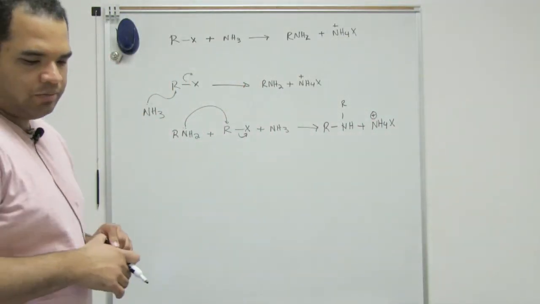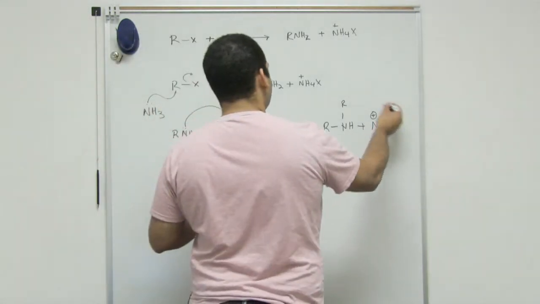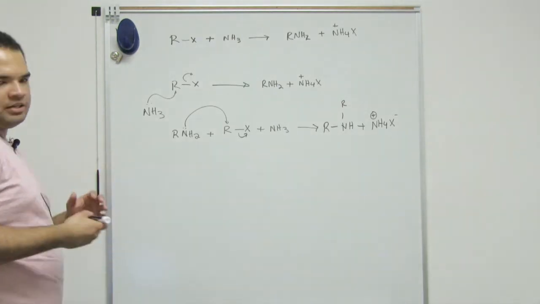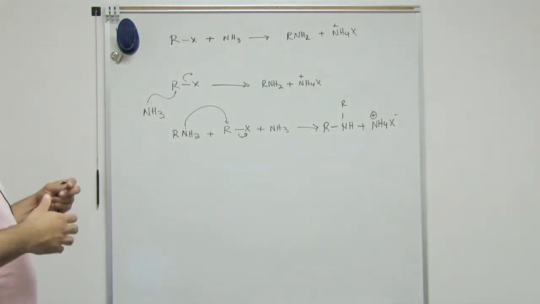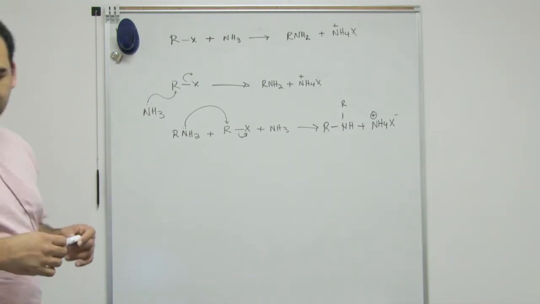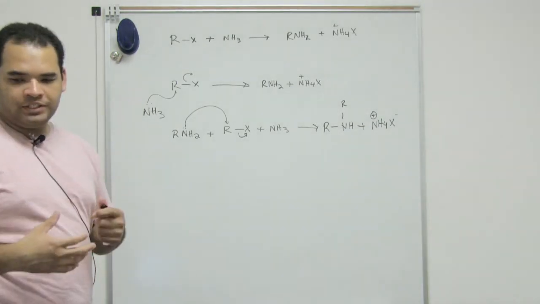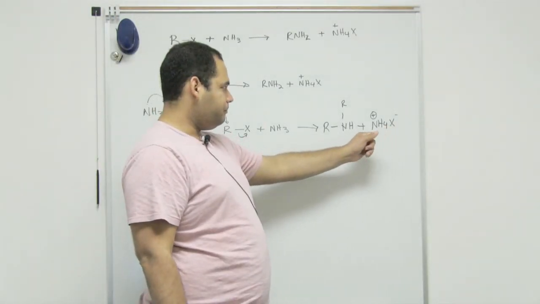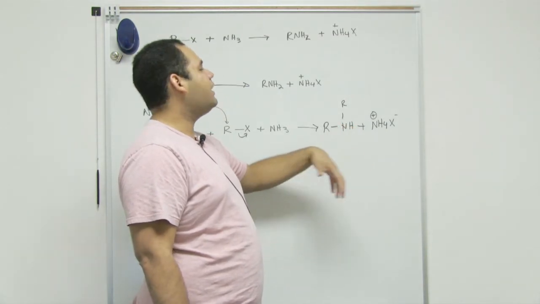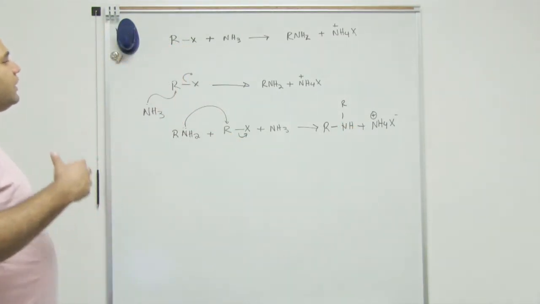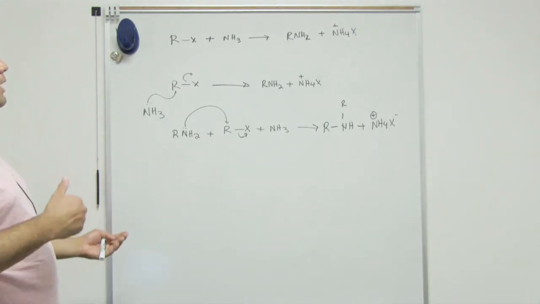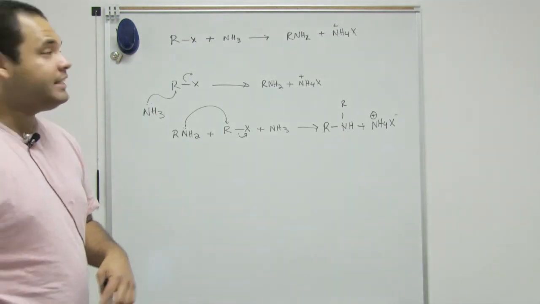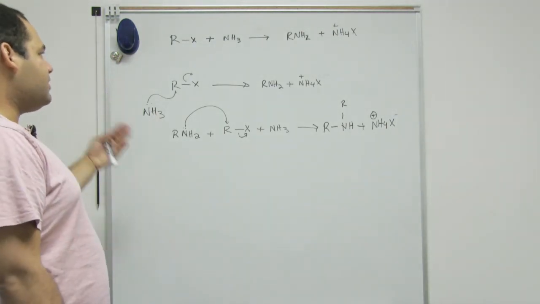So the problem associated with it is because we cannot control it to stop at a primary, secondary, or tertiary amine. However, this is really useful when you're dealing with preparation of quaternary ammonium salts. So here, if we see, we're preparing a secondary, and then we can go to tertiary and quaternary. So it's really helpful when you're dealing with quaternary. But for primary, secondary, tertiary, this is not a good method to synthesize amines.